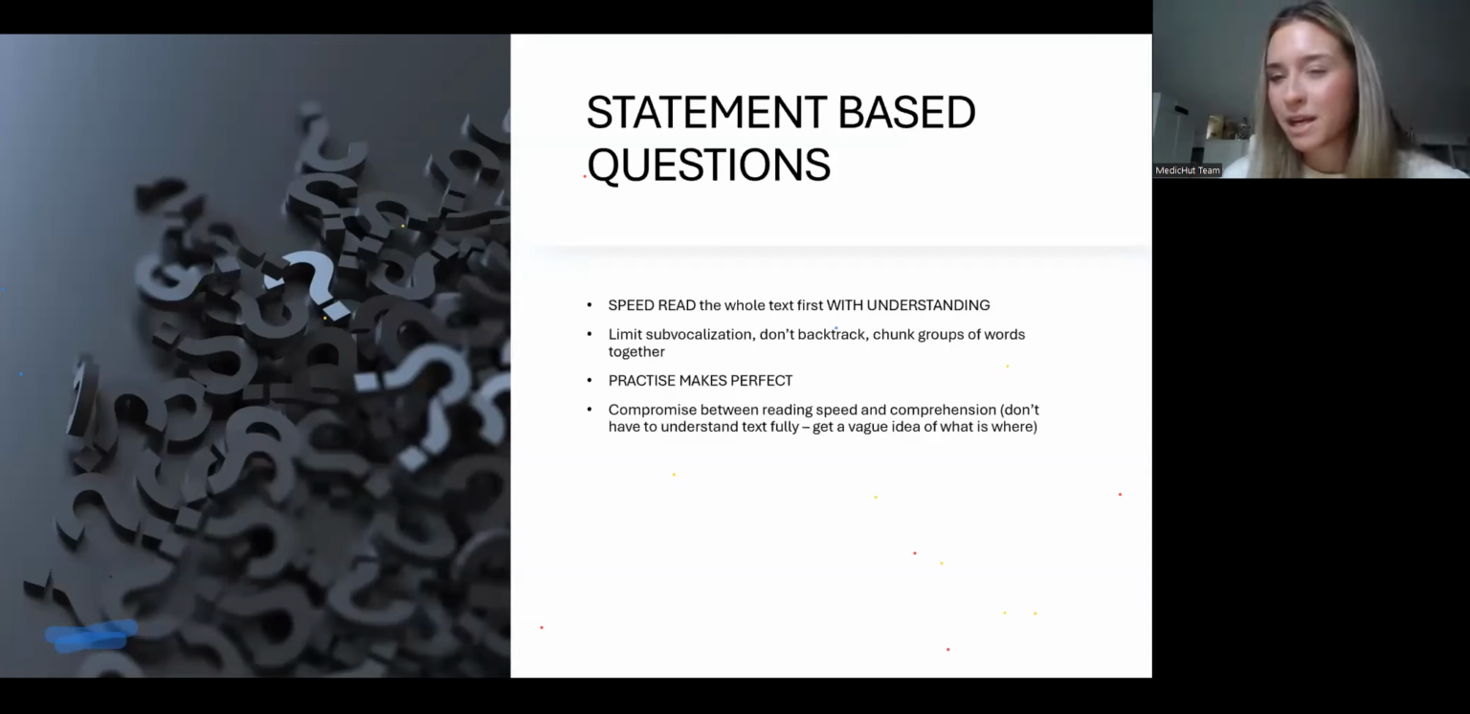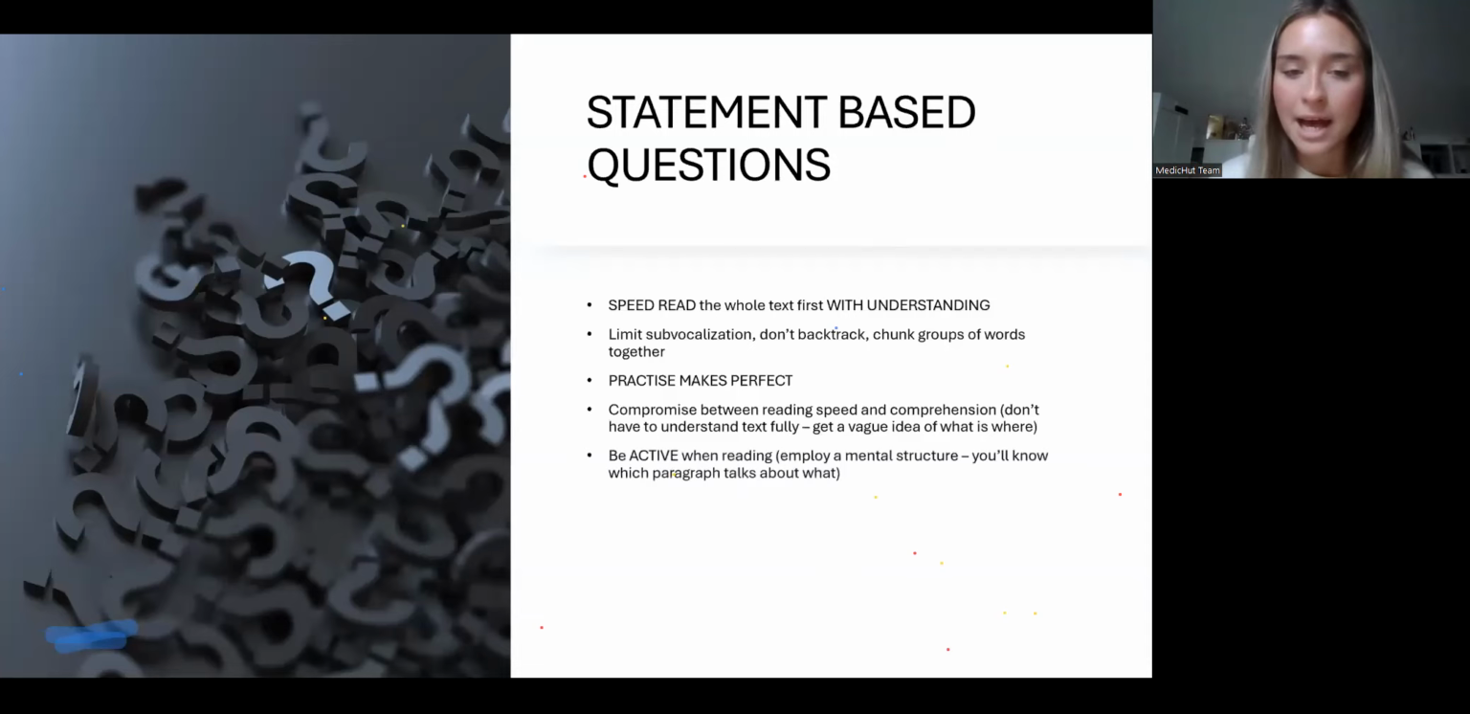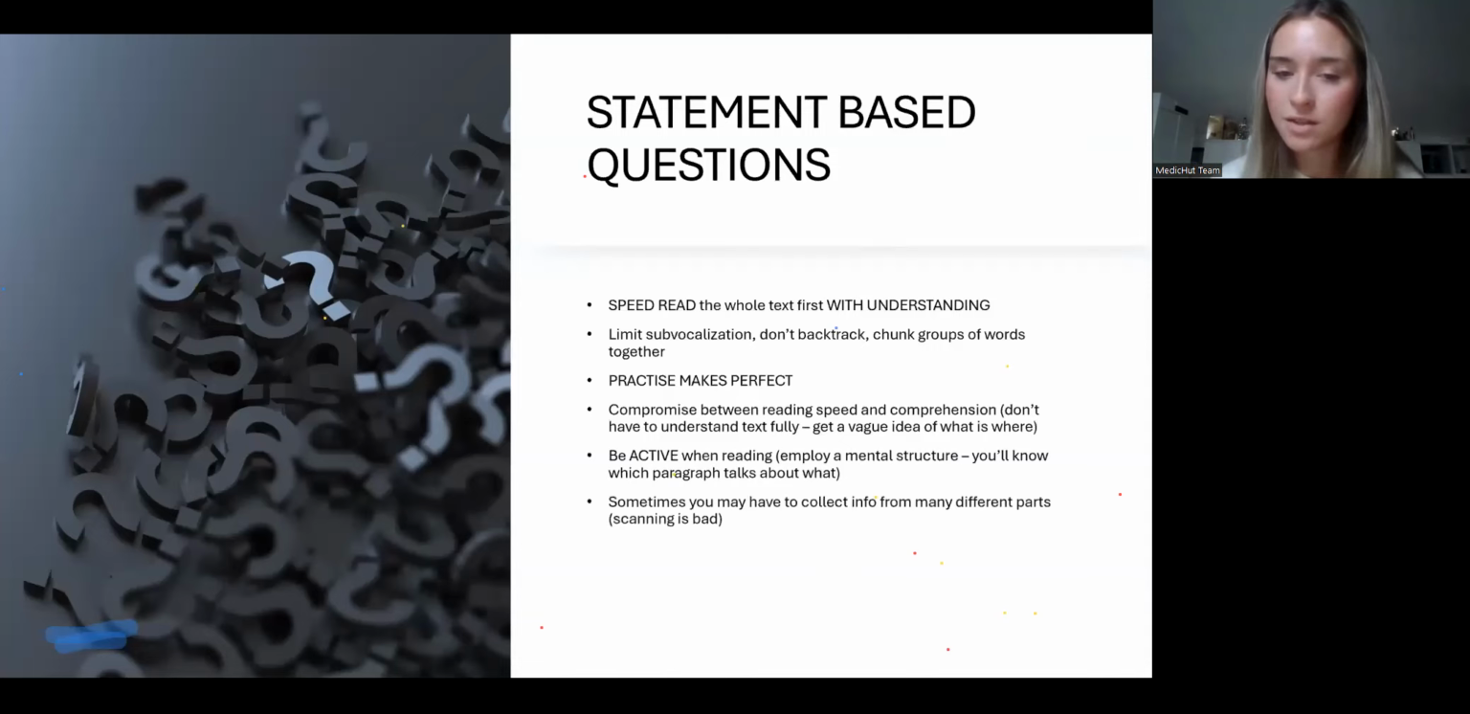And I think that's probably one of the best strategies that you can be using for the statement-based section within your verbal reasoning. The next thing is to be active while you're reading. So this is basically what I just mentioned previously. Make sure that you have some sort of mental structure and you know what each paragraph is talking about, so you can go back to it when you go into answering the questions.